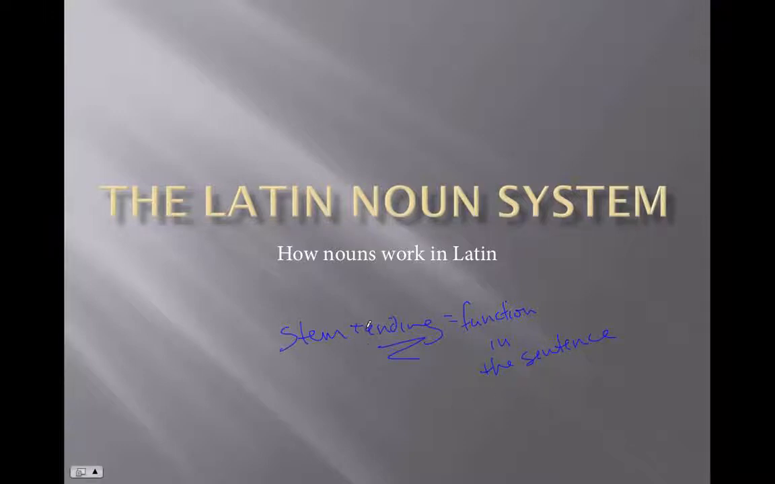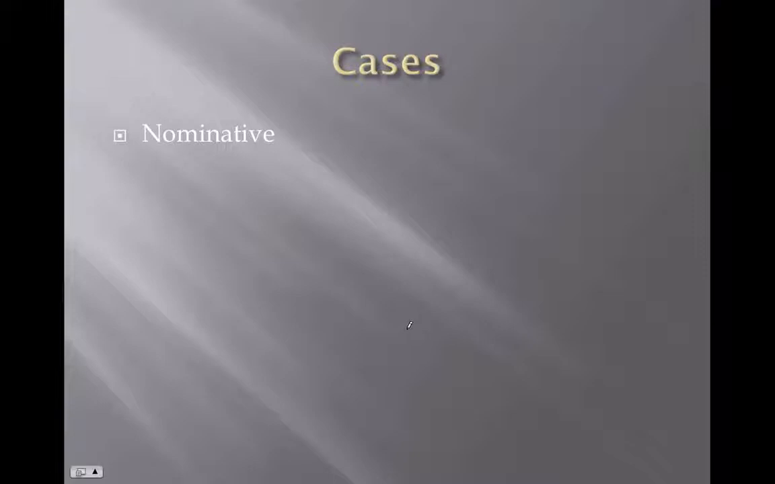Now, that ending, the technical term we're going to use is case. It's going to tell us what case the noun is in. Okay? Now, there are 6 cases in all in Latin, 5 major ones, and then one that's less important, but I'll mention it here. Now, the first case you're going to run into is the nominative. And the nominative is used primarily to show us the subject of the sentence. Who's doing the action?